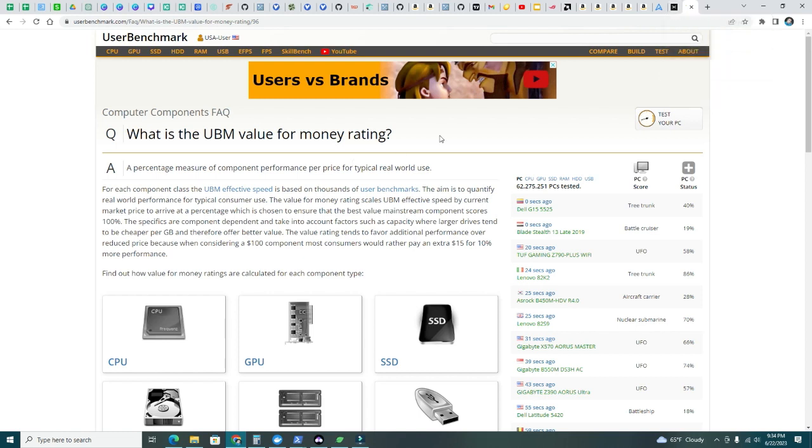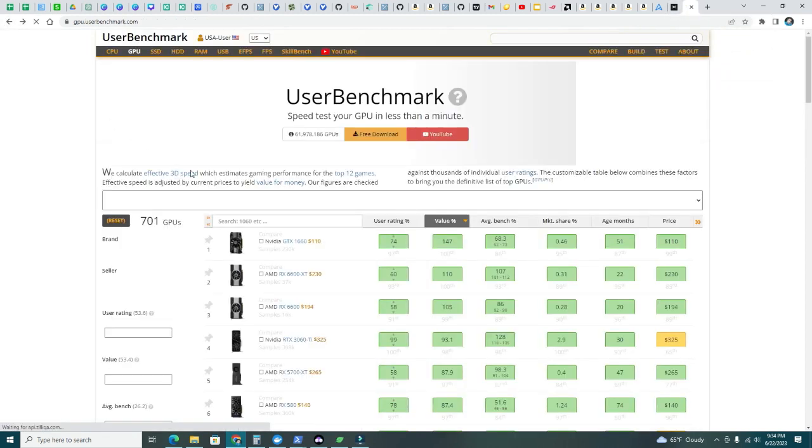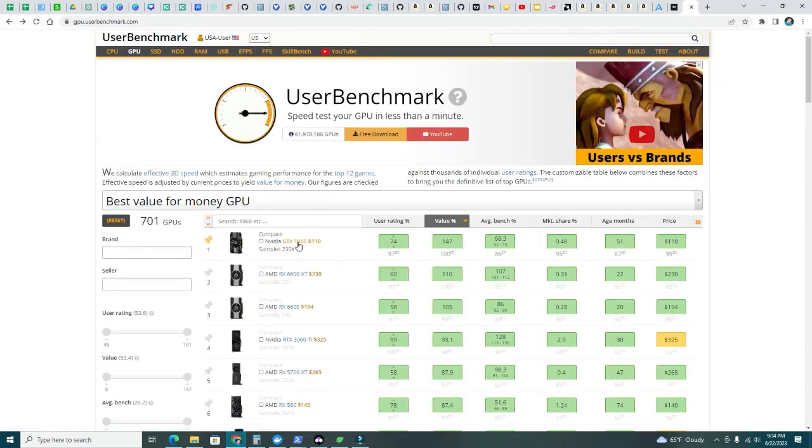Now, let's go back here. The chart says that number one is the GTX 1660. You can't beat that per performance, I think. Here's this $110, that's the number one. All right, enough for that. Let's go back to the requirements.